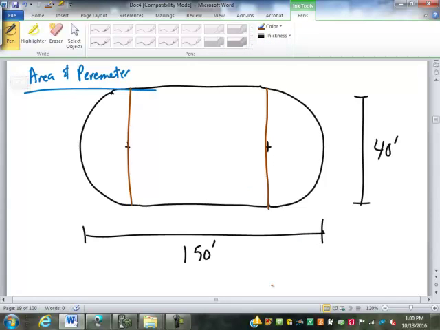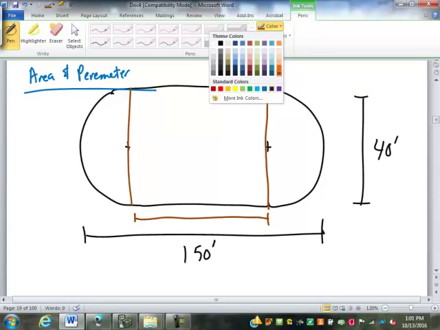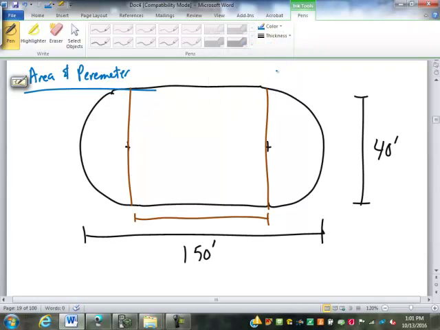So for finding the area, first thing I have to do is find how long the rectangle is. How would I go about doing that? I'll give you a hint. What's that length? What's the radius of that half circle? What's the diameter of the half circle? Yeah, the diameter is 40 all the way across here.